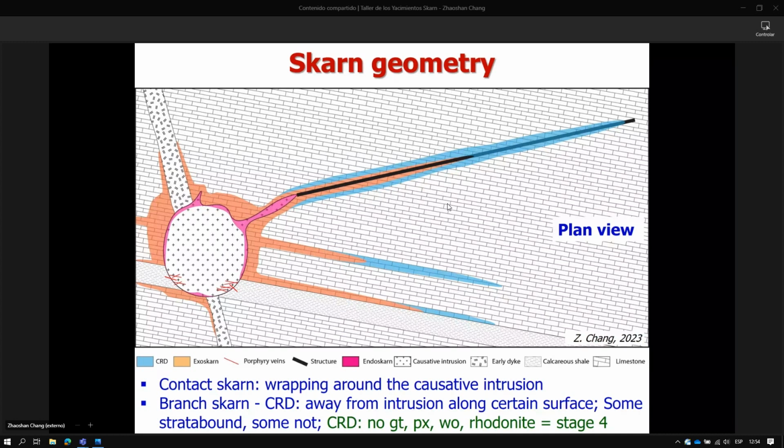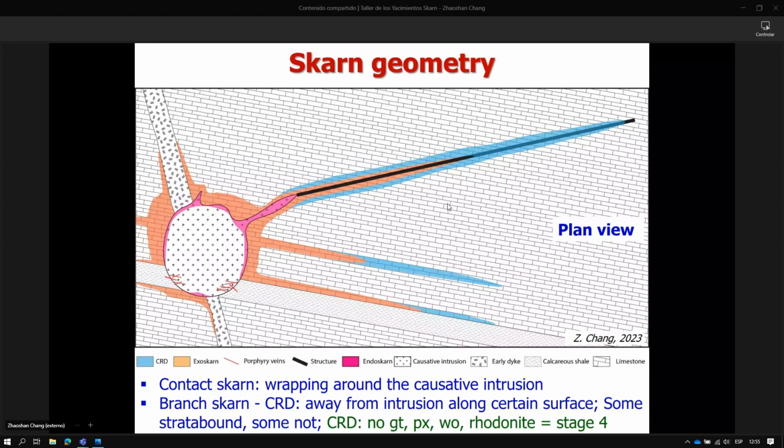If we step back to a larger scale, the geometry of the skarn would also be important. It's tied up with the zoning pattern. When you look at the zoning pattern, you also need to think about the geometry, because at different positions of the skarn system, the zoning pattern may be slightly different.